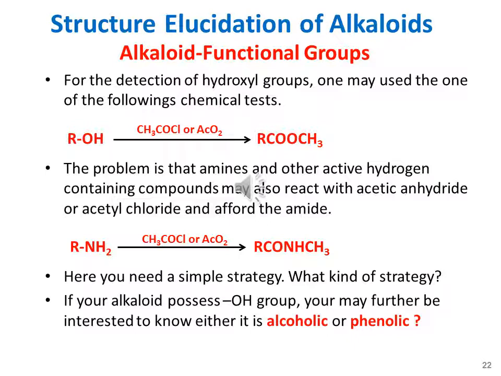But the problem is that in addition to the hydroxyl group, there are many other active hydrogen containing functional groups that may also react with acetyl chloride or acetic anhydride. Among these are the primary amines. Primary amines also react with acetic anhydride and acetyl chloride and produce the amide. What strategy will you use to overcome this problem?